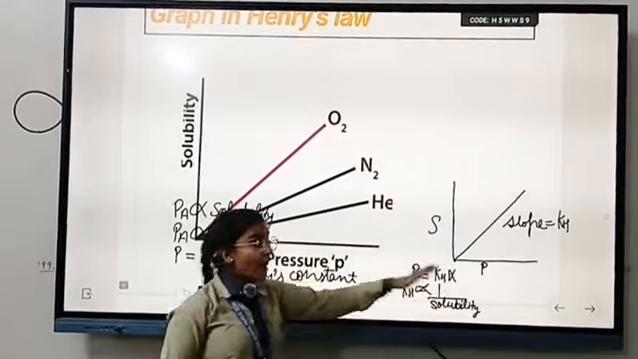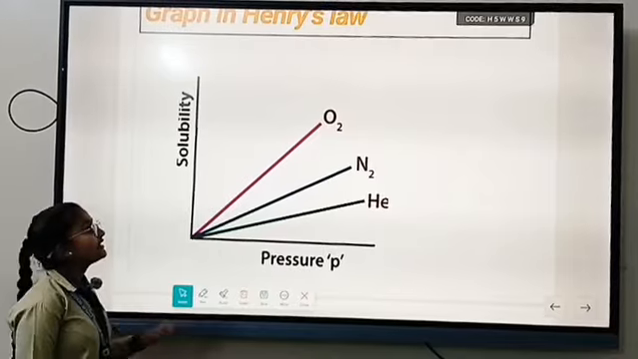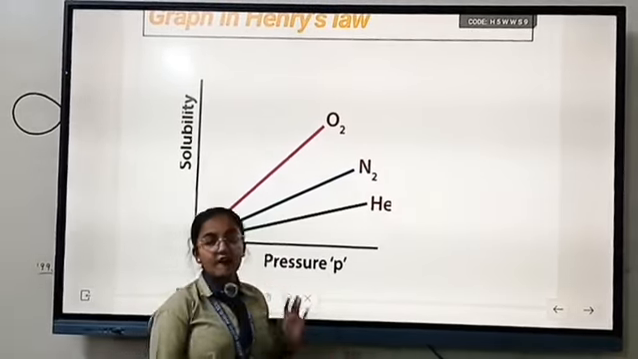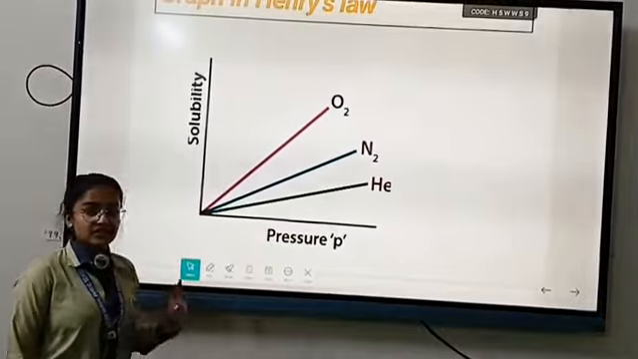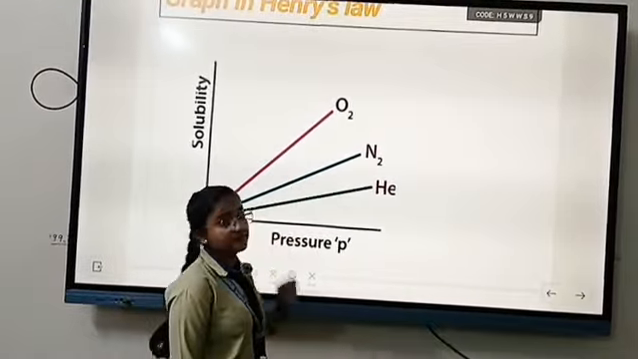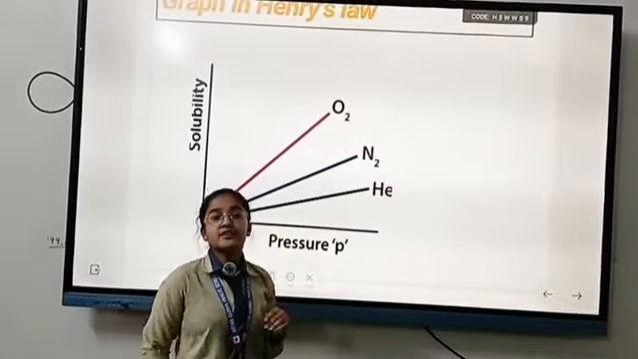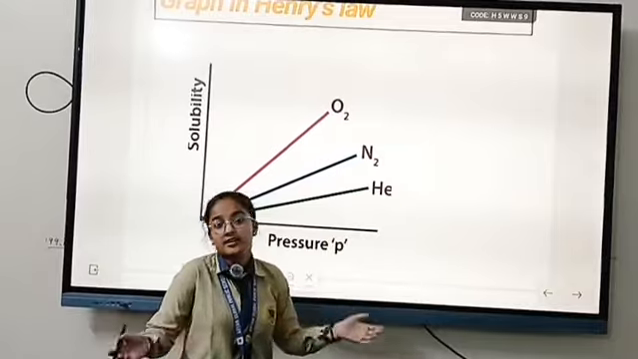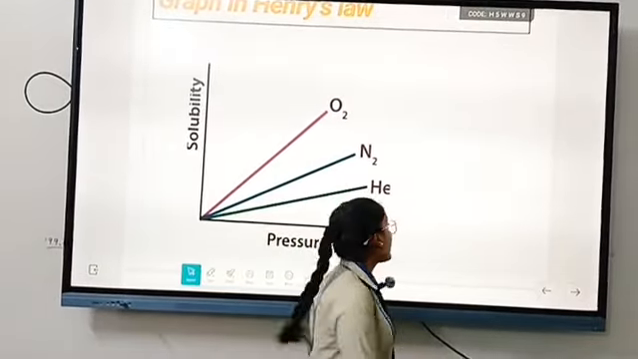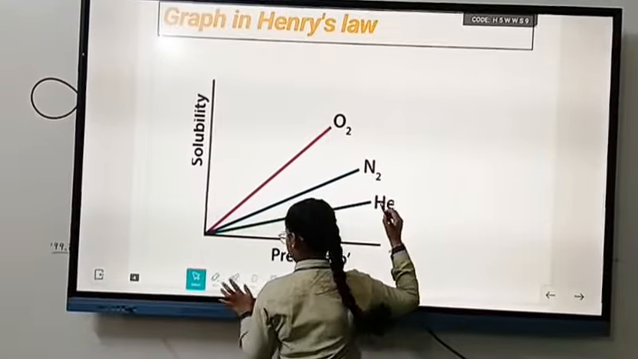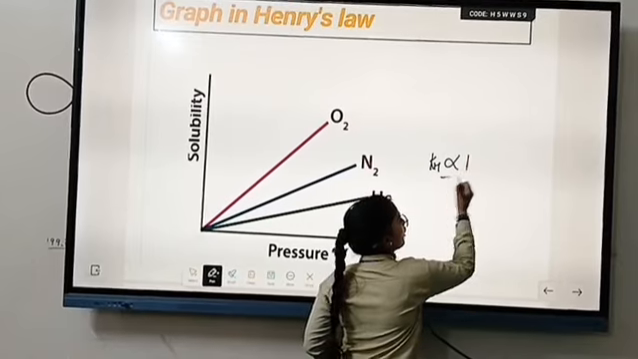If we compare this graph with this graph, here we can see that every gas in this graph has a separate line. This graph is also in terms of solubility and pressure. In this graph, every gas is following a different path. Oxygen traces a unique path, nitrogen traces a unique one, and helium traces yet another. So, why is this the case? As we discussed, kH is inversely proportional to solubility.